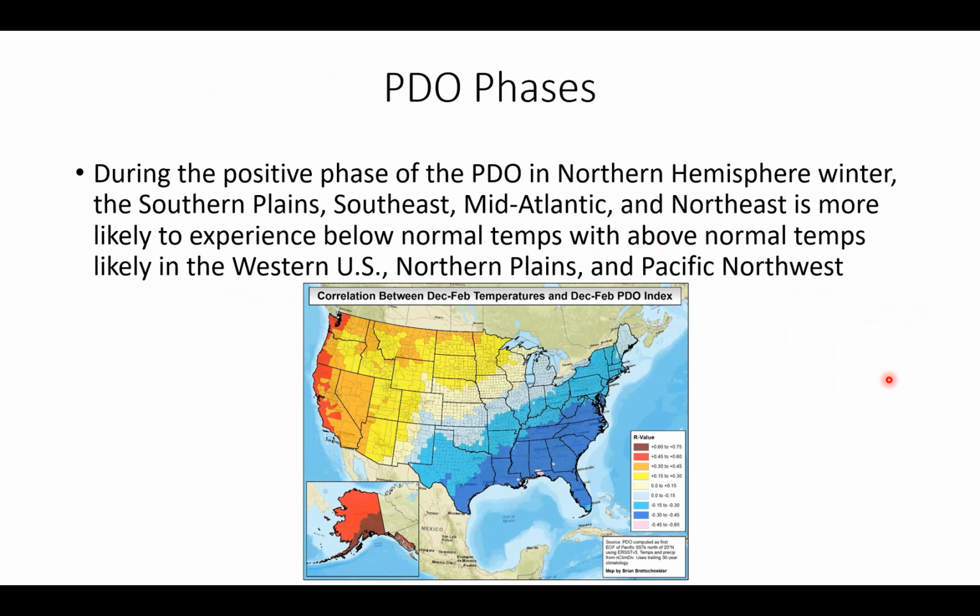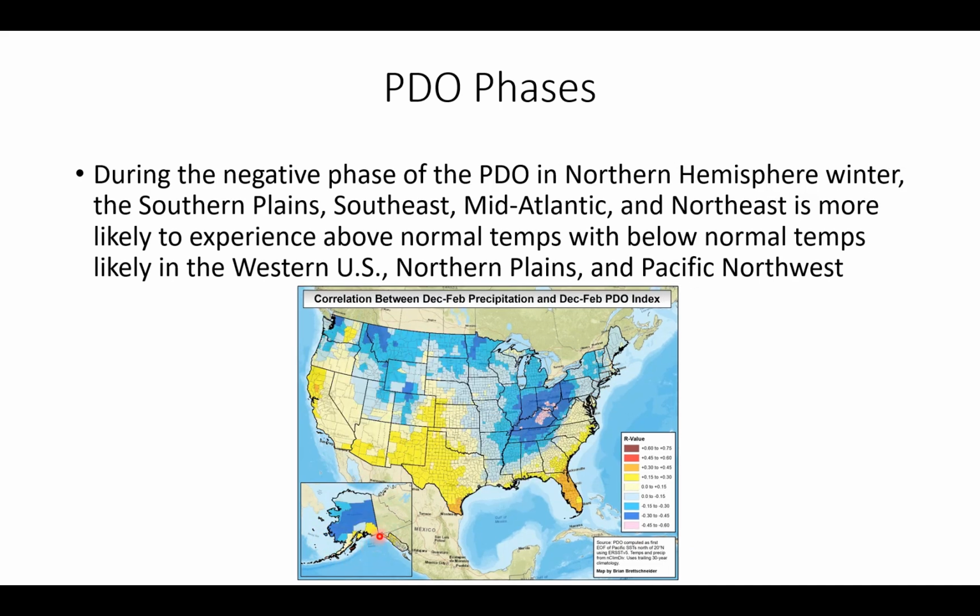Just as a reminder with PDO phases, why do we look at the PDO? Generally because if we have a positive phase of the PDO in the northern hemisphere, the blue coloring shows you where temperatures are typically more likely to experience below normal levels. So below normal temperatures in the blue coloring, and then above normal water temperatures with a positive PDO off the U.S. West Coast, as well as extending into the northern plains, Montana, and the Dakotas. Alaska with a positive phase PDO, you're very, very warm, by the way.